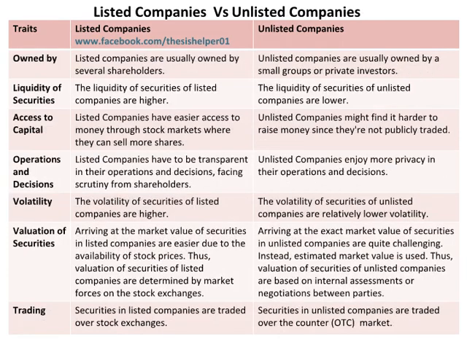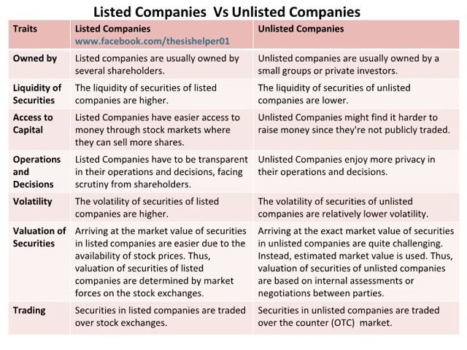Listed companies are usually owned by several shareholders, whereas unlisted companies are usually owned by a small group or private investors. The liquidity of securities of listed companies is higher, whereas the liquidity of securities of unlisted companies is lower. Listed companies have easier access to money through stock markets where they can sell more shares, whereas unlisted companies might find it harder to raise money since they're not publicly traded.